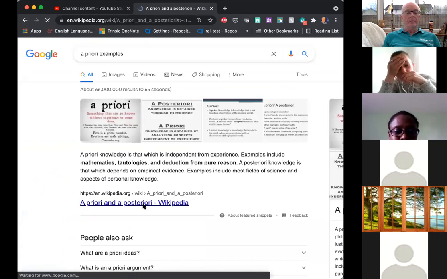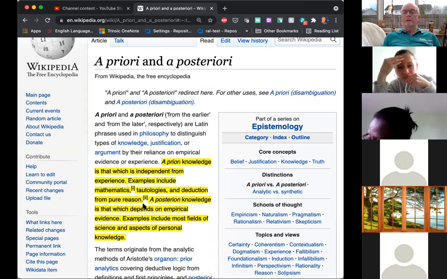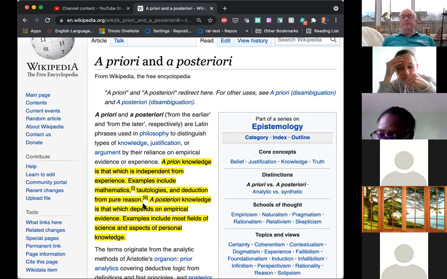Sir, I have a question. I want to ask about a posteriori. Are all the Latin phrases used in all languages? Because in Spanish it's totally the same. We say a priori, a posteriori, ex libris.